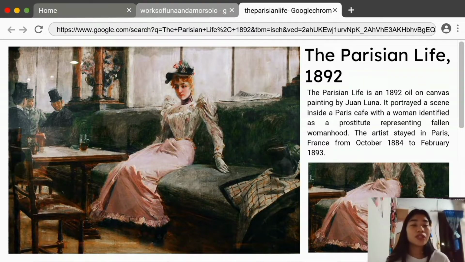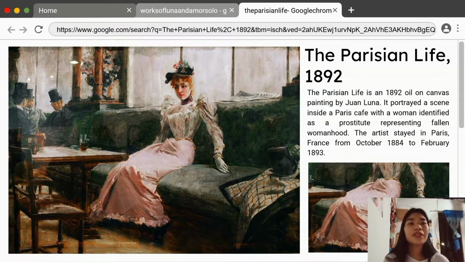The Parisian Life, also known as Interior de un Café, literally meaning inside a cafe, is an 1892 oil on canvas impressionist painting by Filipino painter and revolutionary activist Juan Luna. It portrayed a scene inside a cafe in Paris with a woman identified as a prostitute, representing fallen womanhood, who was about to rise from a sofa. The Parisian Life is one of the masterpieces of Luna, created when he stayed in Paris, France from October 1884 to February 1893. His own personal Parisian life was a total of 8 years.